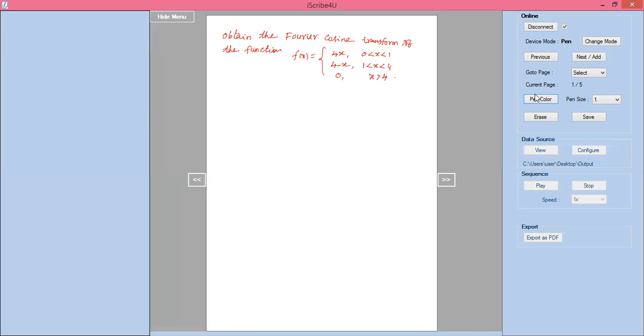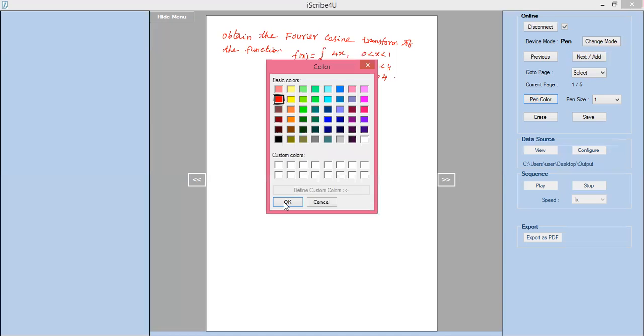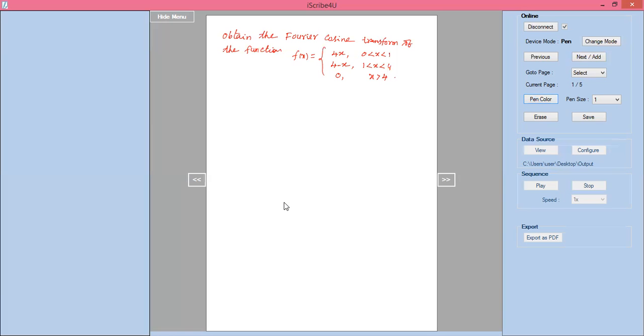How do you simplify this? Solution. They ask only for the Fourier cosine transform. See here, first I can write the Fourier cosine formula. Fc of u equal to the integral from 0 to infinity of f of x into cos ux into dx. Here I am splitting f of x: the integral from 0 to 1 of f of x cos ux dx, plus the integral from 1 to 4 of f of x cos ux dx, plus the integral from 4 to infinity of f of x cos ux dx, since x greater than 4 means 4 to infinity.